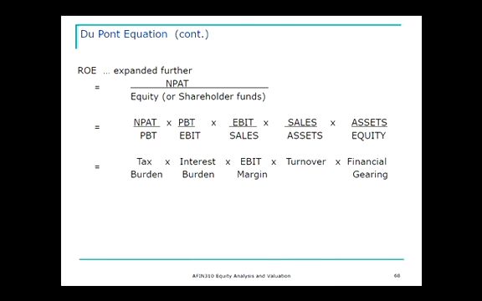And so we can expand the DuPont equation even further by splitting up profit margin into the tax burden multiplied by the interest burden by the EBIT margin. Does that make sense to everyone? How we got those ratios? Yeah, so basically, if you cancelled things out, you would still get NPAT over equity.